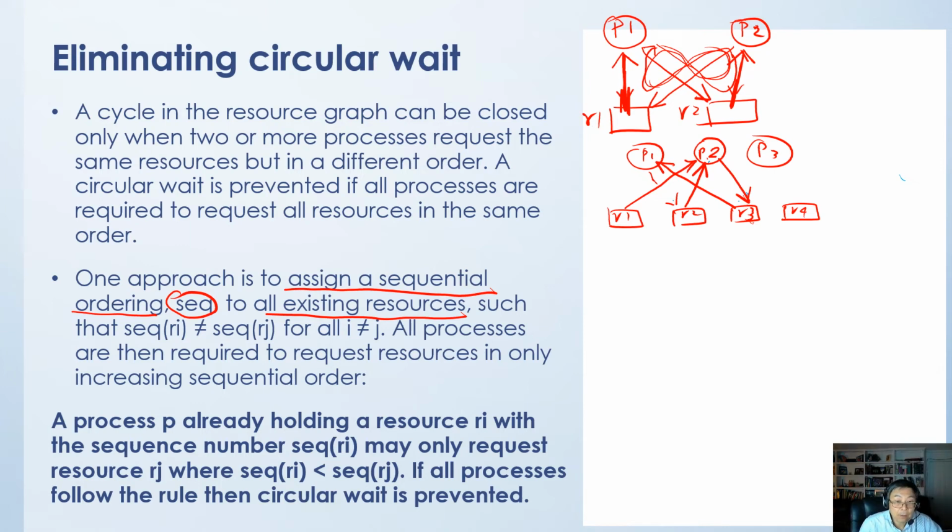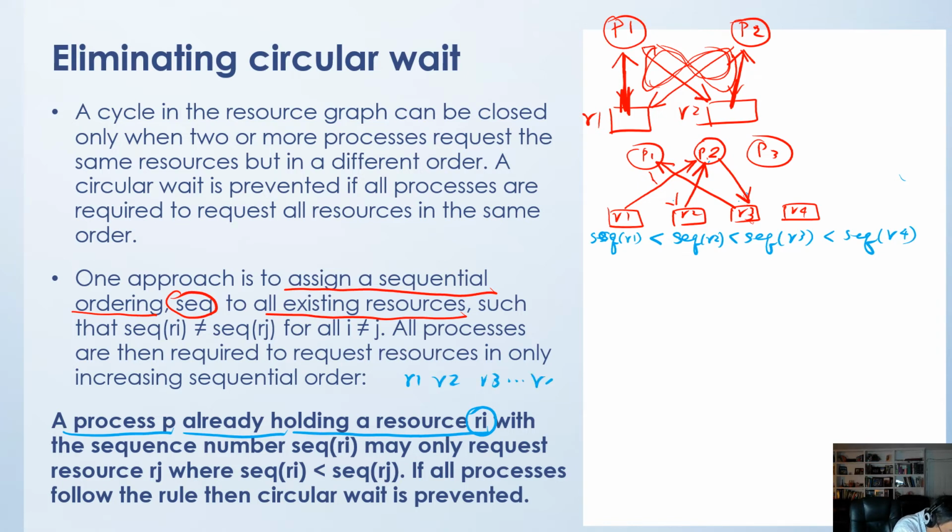Now, let's suppose that we actually assign the order. It's called a seq. Now, seq R1 is the smallest one, and seq R2 is smaller than seq R3, and smaller than seq R4. Now, we set up a rule such that a process P already holding a resource Ri, and with the sequence number Ri, may only request the resource Rj, where Ri is less than Rj.